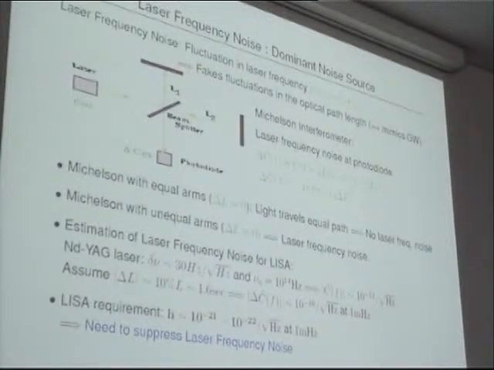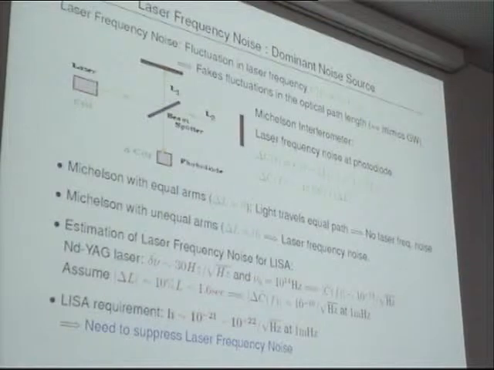Let us take a simple design, which is a Michelson, which all of us know. You have a laser here, a beam splitter, you allow the laser to pass in here, and then you combine here. Let's assume that the two arms are not equal. The two interfering lasers travel unequal distances when L1 is not equal to L2, whereas if they are equal, then automatically you cancel the laser noise.